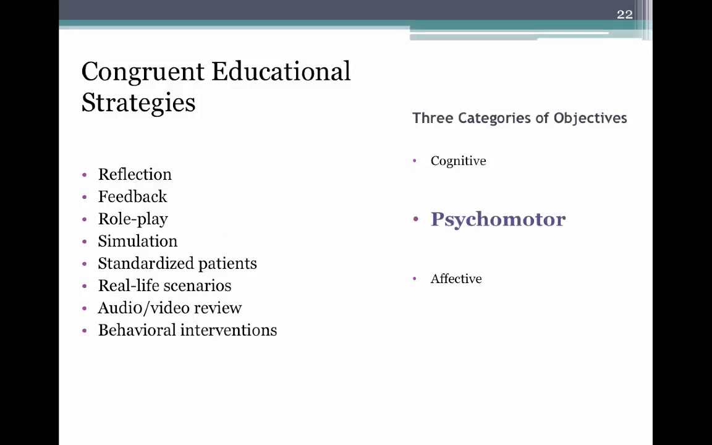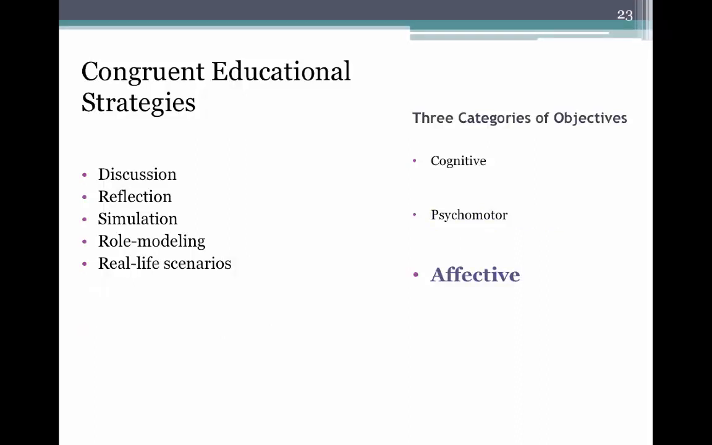There are many strategies that can work to achieve psychomotor objectives. Ideally, learners are introduced to skills via didactic discussions, then learners are given an opportunity to practice the new skill. The learner will then need to reflect on the recent practice and have feedback given to them. This cycle will repeat until the desired skill level is achieved. It is also important to foster a safe learning environment.